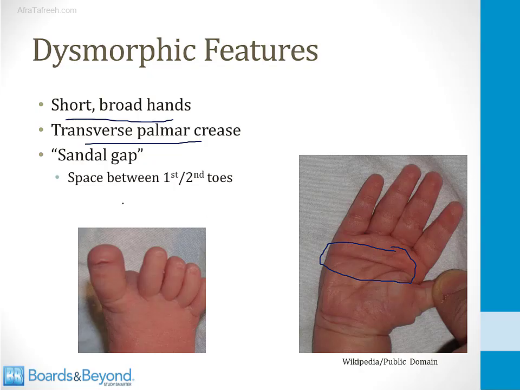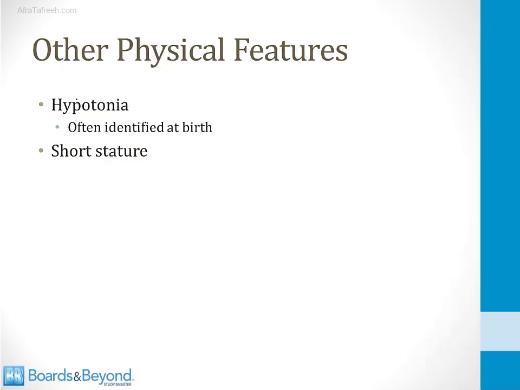In the feet, the classic finding is a sandal gap. This is a space between the first and second toes, as shown in this picture here. This is the separation that would occur if you were wearing sandals. That's how it gets its name. Other physical features you should be aware about are hypotonia, so the muscle tone is often decreased, and this can often be identified shortly after birth in children with Down syndrome. And then as children with Down syndrome grow up, they often have short stature and are short for their age.